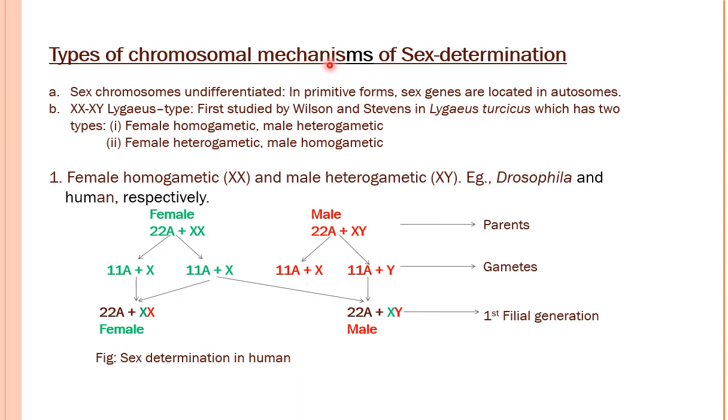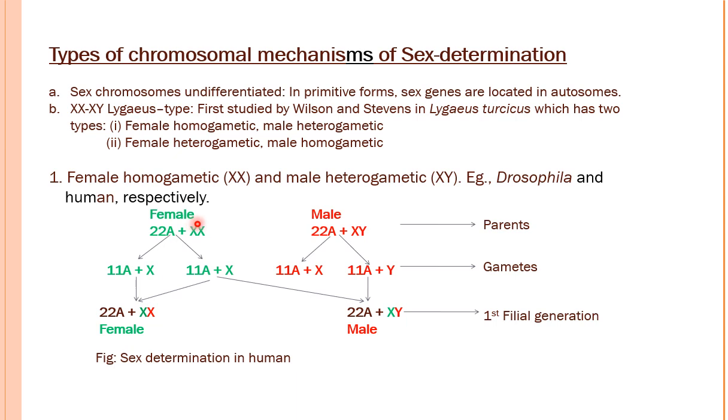Types of chromosomal mechanism of sex determination. First type is sex chromosomes undifferentiated. In primitive forms, sex genes are located in autosomes. In the second, XX or XY Lygaeus type, it was first studied by Wilson and Stevens in Lygaeus turcicus, which has two types: female homogametic, male heterogametic; and in the second type, females are heterogametic and males are homogametic. In the first case, females are homogametic, that means XX, and males are heterogametic, that means XY. These examples are found in case of Drosophila or man.